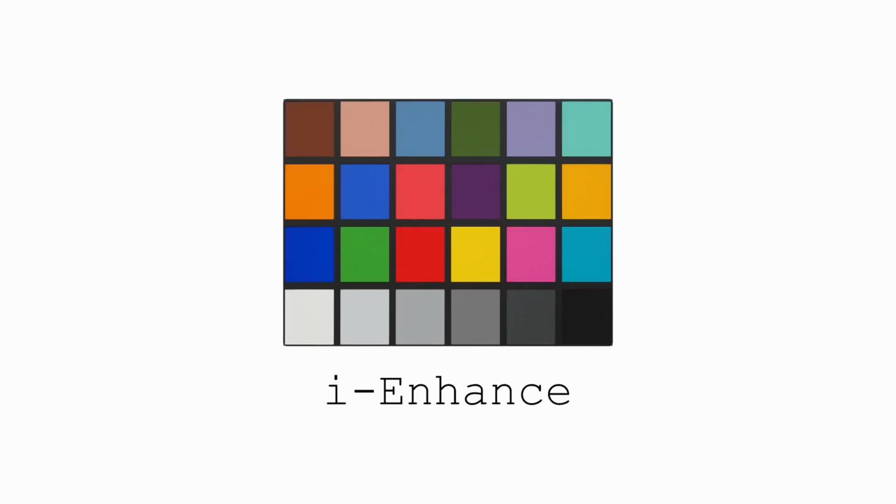The first picture mode is Eye Enhance. It performs automatic color and contrast adjustments to the image. The strength of these adjustments can be set to either low, standard or high.